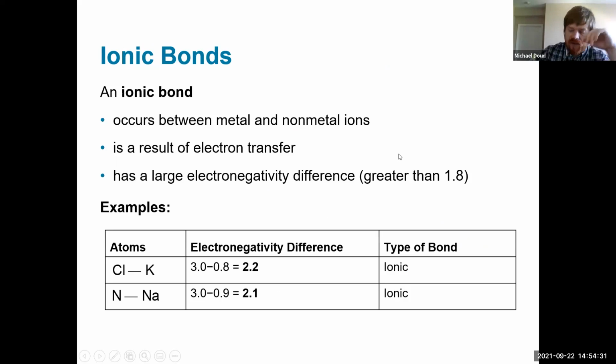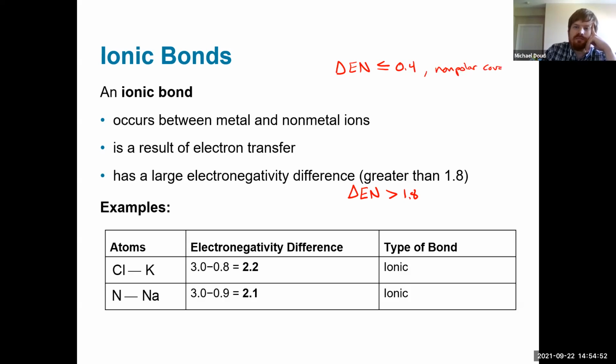Okay. Finally, you can also predict when a bond is going to be ionic, when the difference in electronegativity is going to be greater than 1.8. So just to review, if your difference in electronegativity is less than or equal to 0.4, that's nonpolar covalent. So we're predicting bonds that can form. Nonpolar covalent. Okay, now if the difference in electronegativity is greater than 0.4, but less than or equal to 1.8, then we have a polar covalent bond.